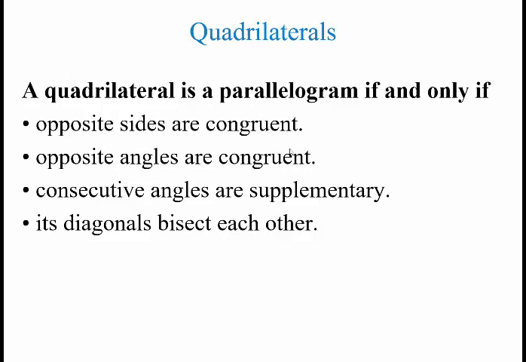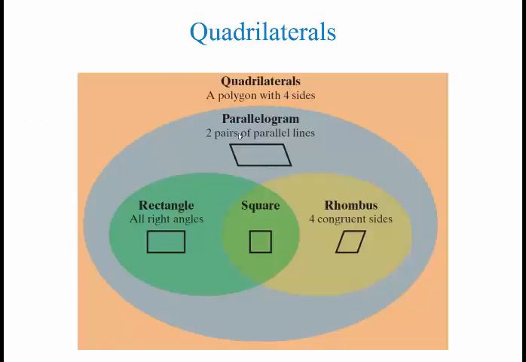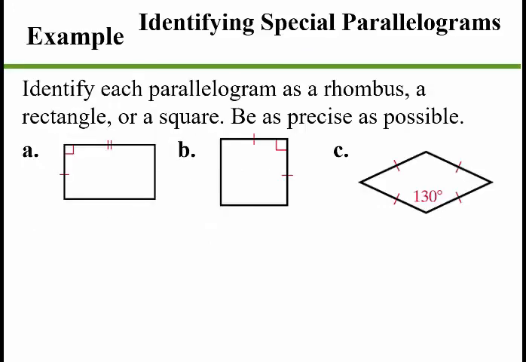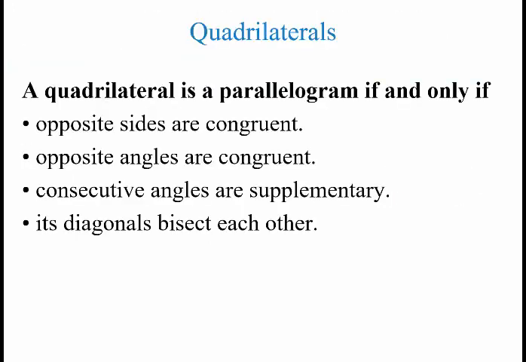All right, so a quadrilateral up here is a parallelogram. So there's a lot of polygons with four sides, but what makes a quadrilateral a parallelogram is their opposite sides are congruent, their opposite angles are congruent, consecutive angles are supplementary, and its diagonals bisect each other. If you have those things, it guarantees you're a parallelogram.